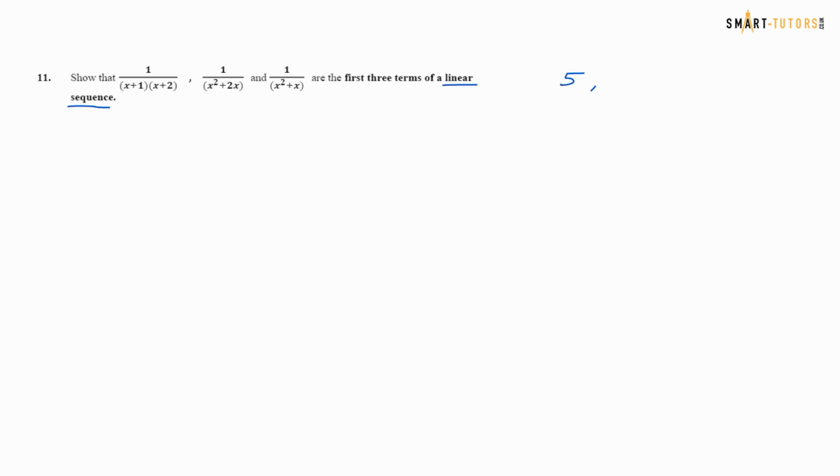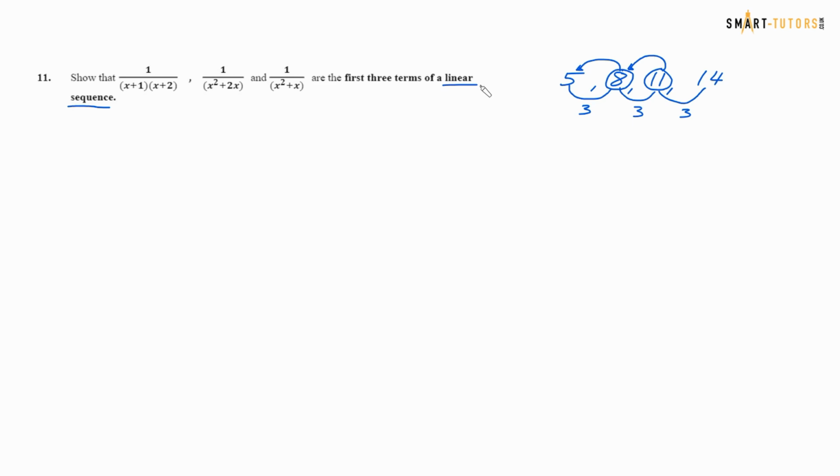5, 8, 11, 14. This is a linear sequence, or an arithmetic sequence. Why? The difference between two terms is equal. Between 5 and 8, the difference is 3. 8 and 11, difference is 3. 11 and 14, difference is 3. Always, 8 take away 5 is 3, 11 take away 8 is 3.